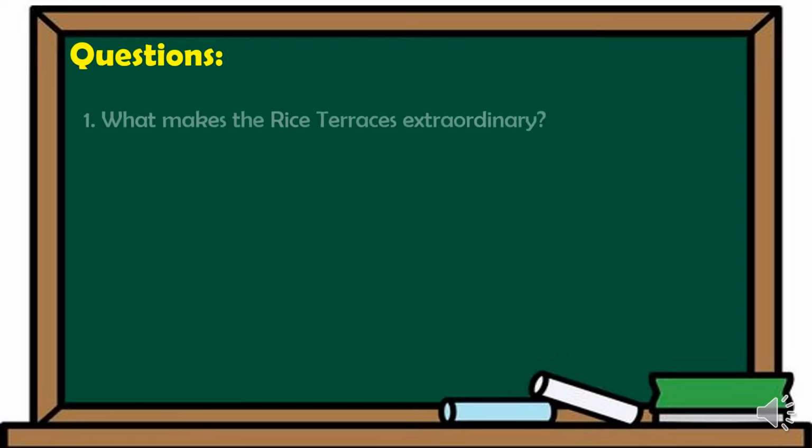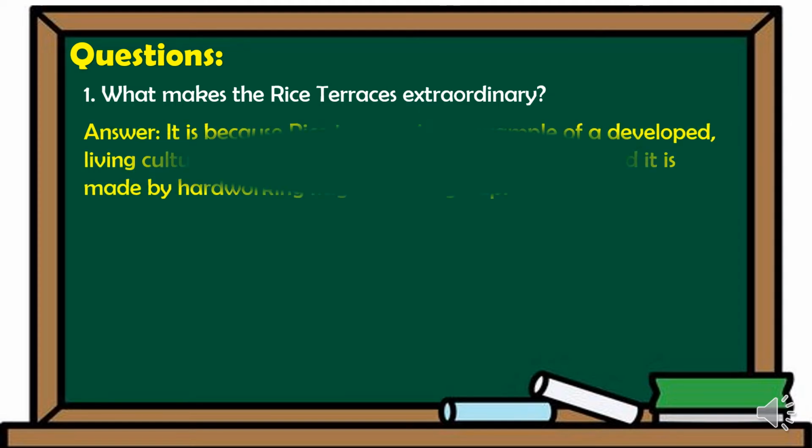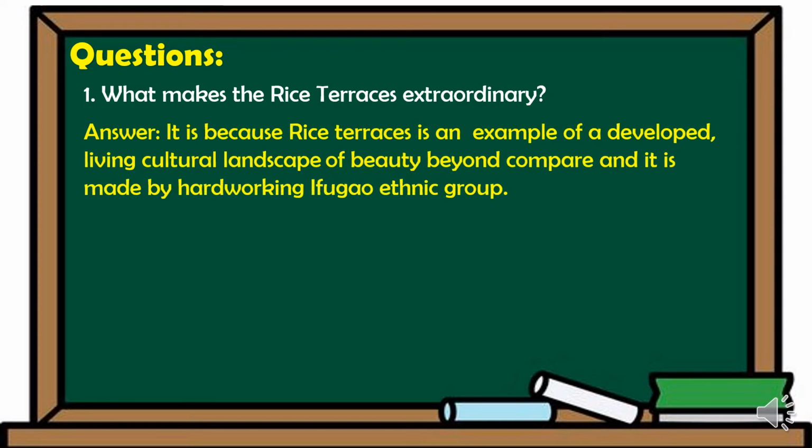Questions. First, what makes the rice terraces extraordinary? Answer. It is because rice terraces is an example of a developed living cultural landscape of beauty beyond compare, and it is made by hard-working Ifugao ethnic group.